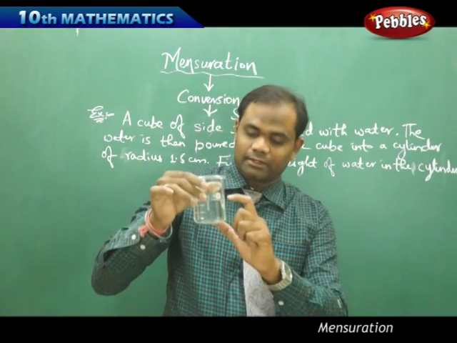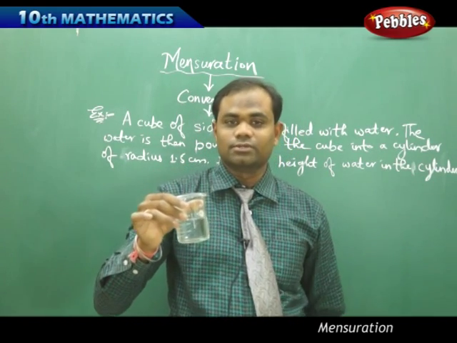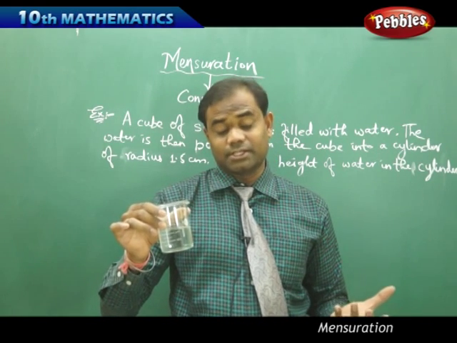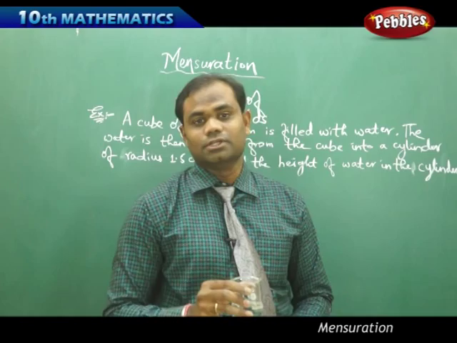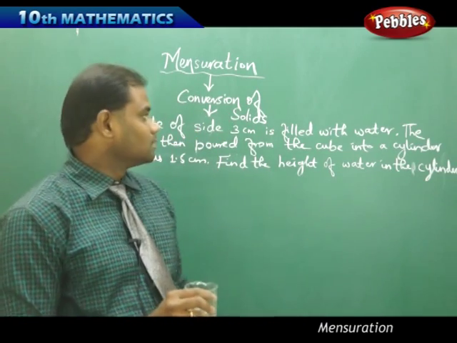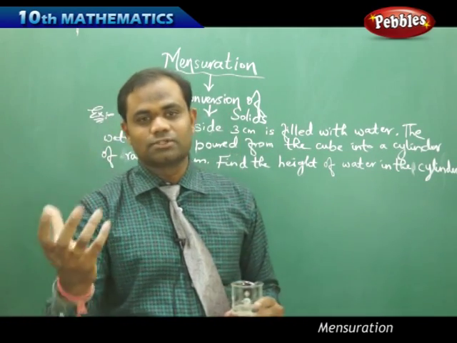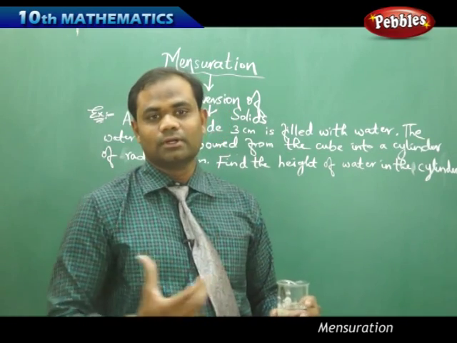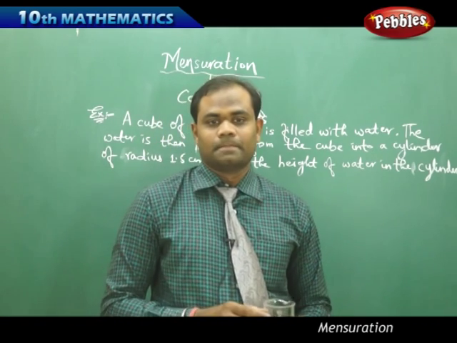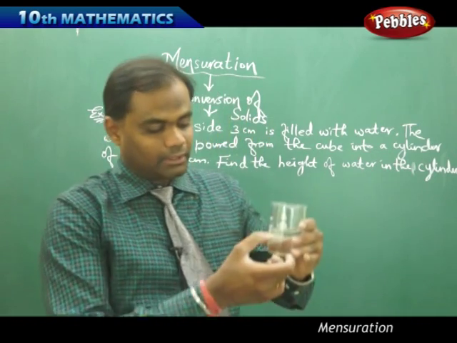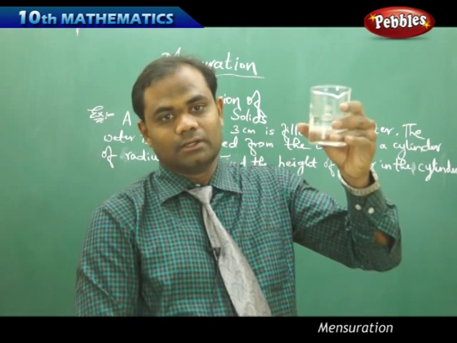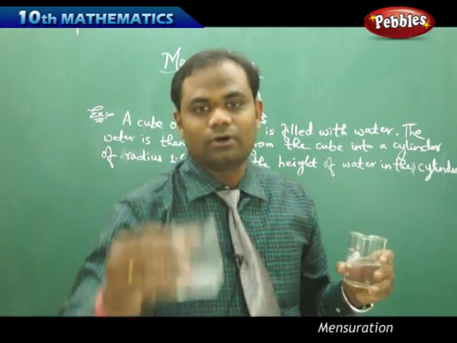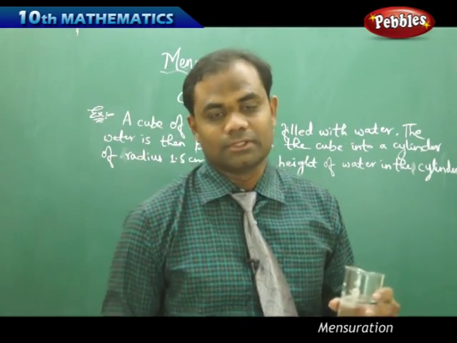Now, how do I find the height of this water using the basic cube which is taken into consideration in the initial case? This topic is about the conversion of solids from one solid structure to the other. In this case, a cube converted into a cylinder. So let's see how I can find the height of the water in this cylindrical beaker, the water which is poured from a cube of side 3 centimeters, is the question out here.